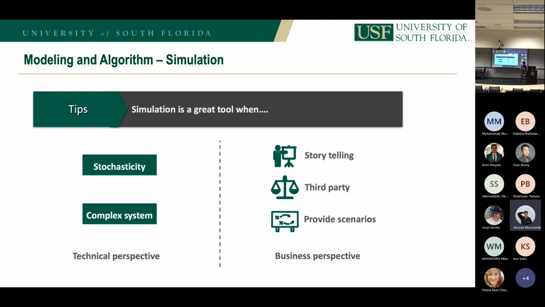And now I focus on the business perspective. When do we need simulation? The first is when we want to tell a good story and present it to the senior leadership. I think simulation with animation is really straightforward for them to understand your efforts and your findings. And the third case we rely on simulation is a third party.